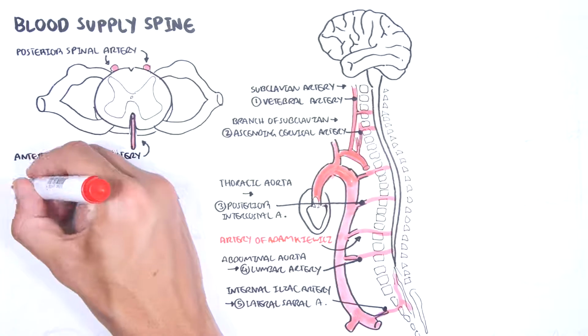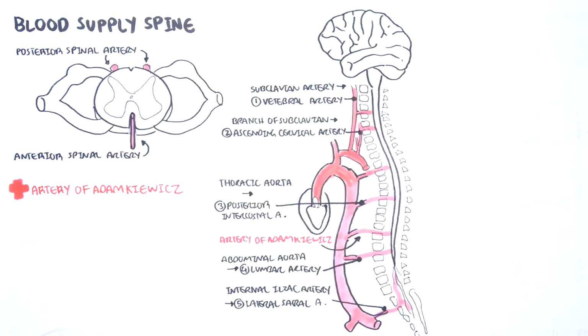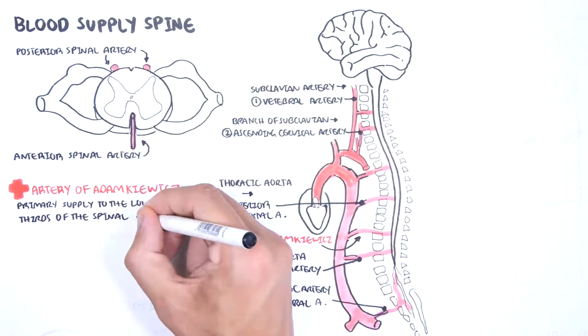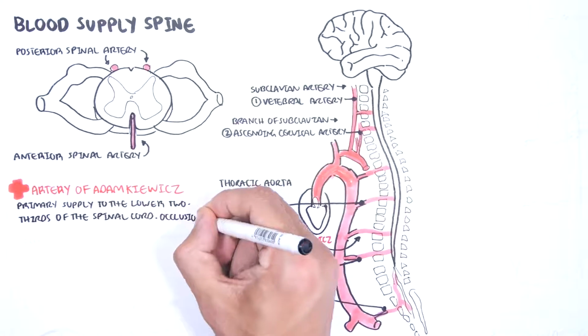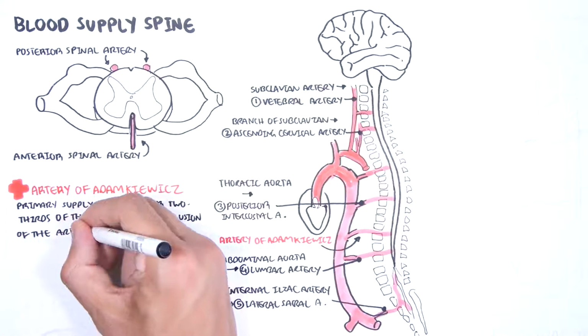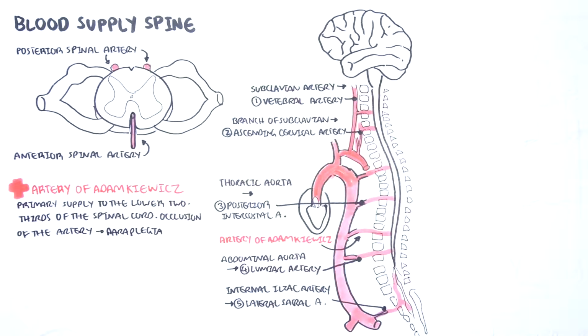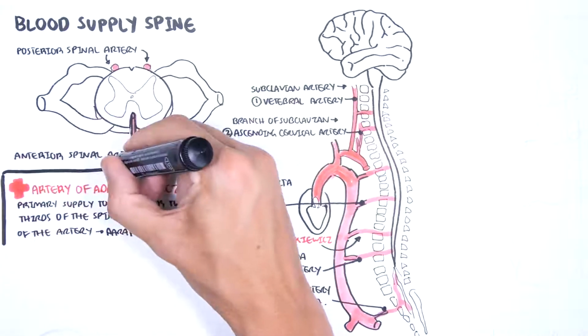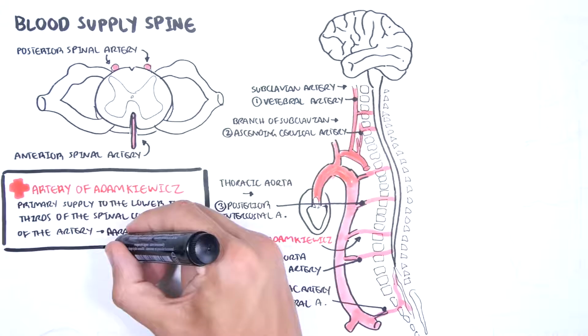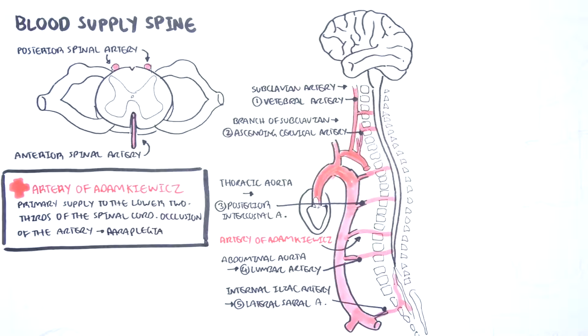The artery of, I hope I pronounce this right, Adamkiewicz is an important artery. It is the primary supply to the lower 2/3 of the spinal cord. Essentially, if there's occlusion of the artery of Adamkiewicz due to ischemia, hypotension, or whatever, it can cause a person to be paraplegic. Because again, it's the main supply to the lower 2/3 of the spinal cord.